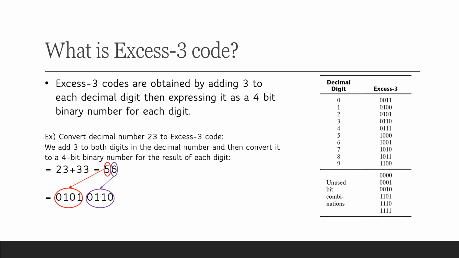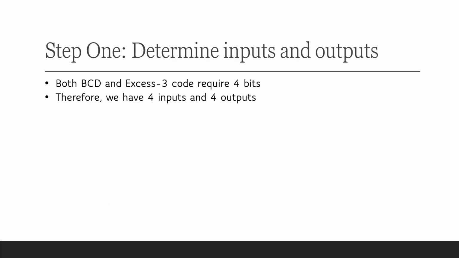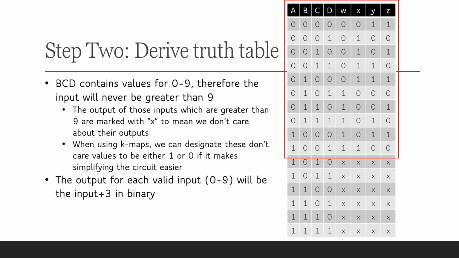to the design procedure. So step 1 is determining the inputs and outputs, and we've established that any binary codes for decimal digits will require a minimum of 4 bits. This means that the BCD inputs will require 4 bits, and the XS3 outputs will also require 4 bits. Step 2 is deriving the truth table.